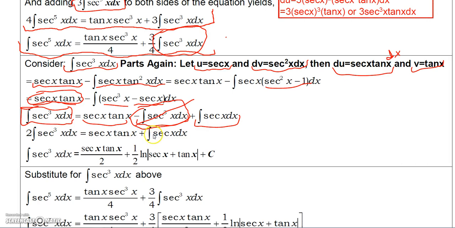But now we have a formula for this integral. To integrate secant x, there's a formula. It's natural log of the absolute value of secant x plus tangent x. And remember, we divided this by 2 so we could isolate the secant cubed x. So we get 1/2 times that when we divide by 2. So actually I end up with secant x tangent x over 2 plus 1/2 of this natural log, and then plus a constant.